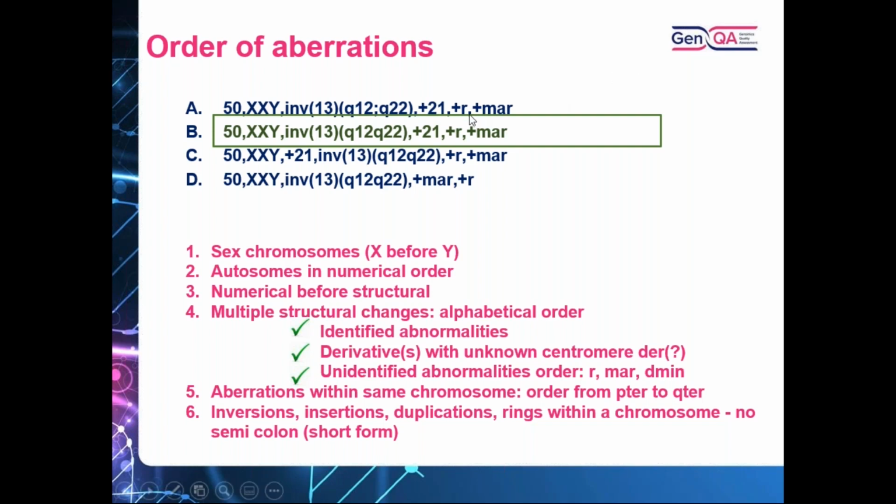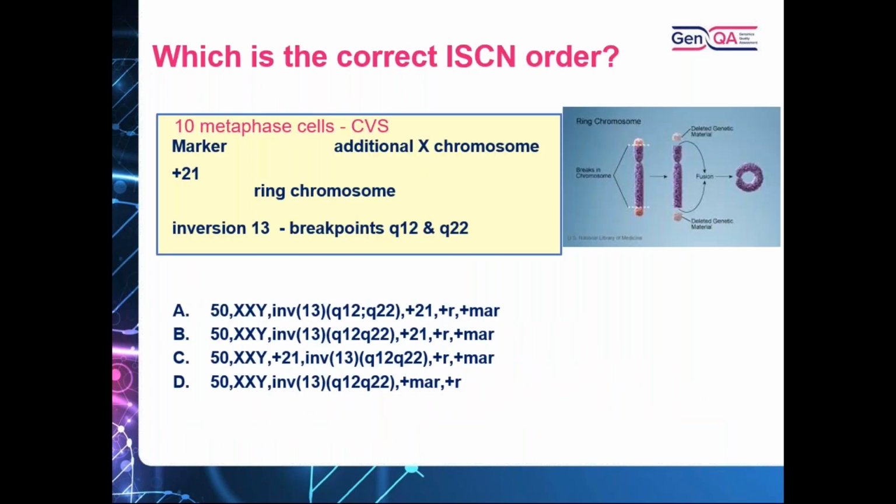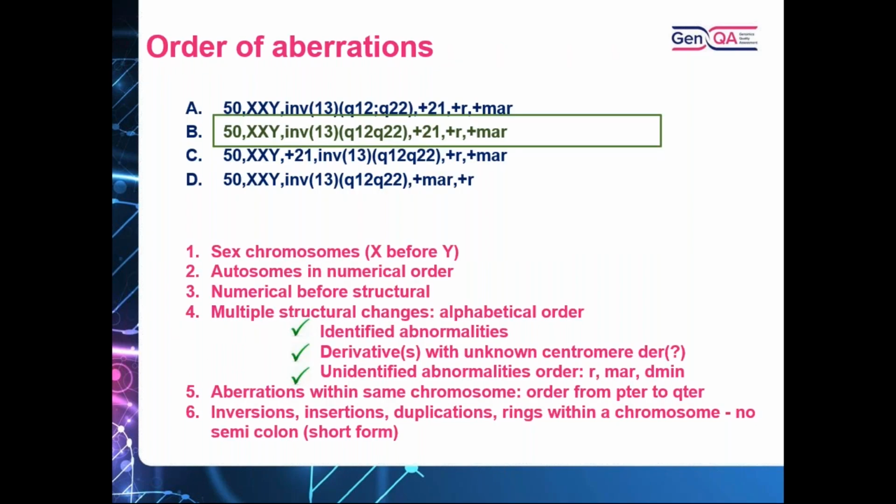So in this particular case, what have we got here? You've got a semicolon in, which shouldn't be there. In this case, the plus 21 must go after the inversion 13, and in this case, ring must go before marker. And next, that one's missing the plus 21. Oh, yes, so it is. Yeah, it is.